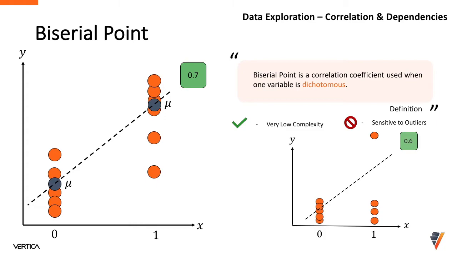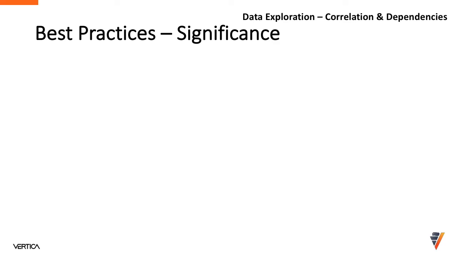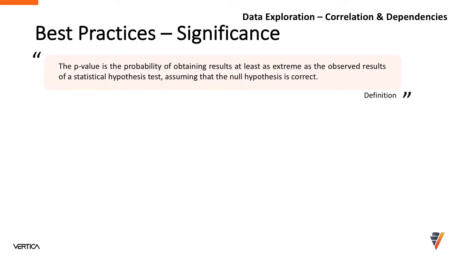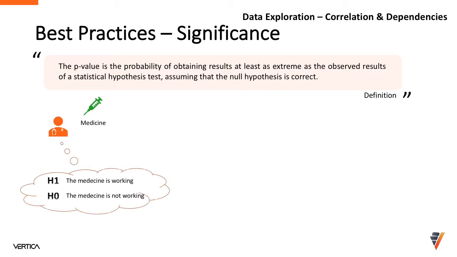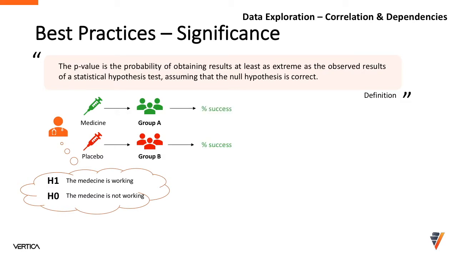When computing a correlation coefficient, we need to be very careful on its significance. We need to compute what we call p-value, which is the probability of accepting the correlation coefficient. Let's try to understand what is p-value using an example. A doctor tries a new medicine to his patients. There are then two hypotheses. H1, the medicine is working. H0, the medicine is not working. He will then define two homogeneous groups and use a placebo for one of the groups and the real medicine on the other. He can then get some success rate of the two groups.